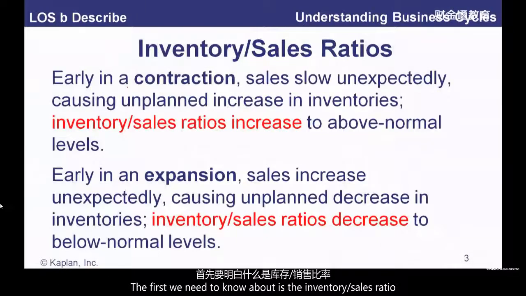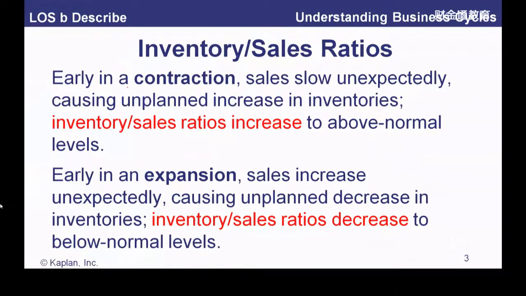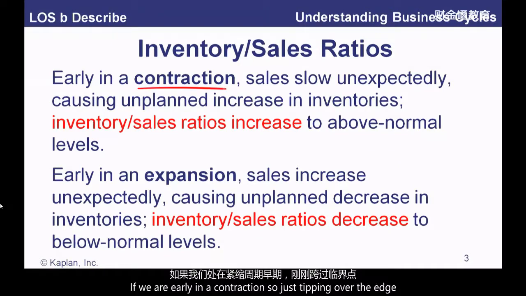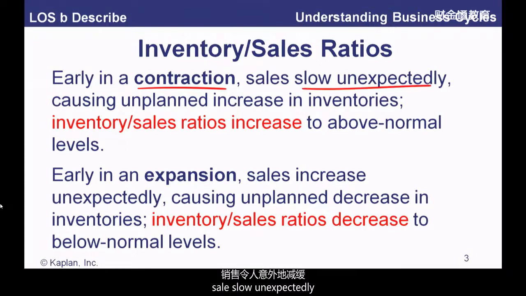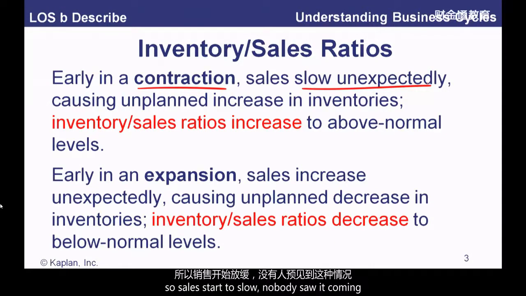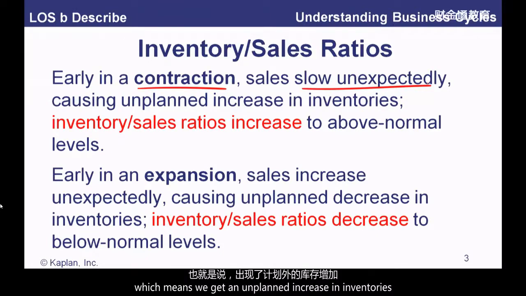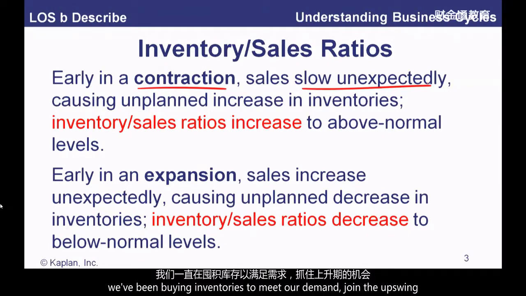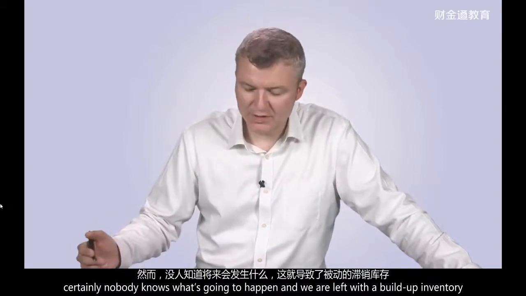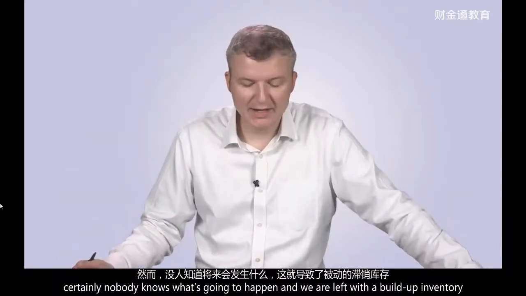And the first one we need to know about is the inventory to sales ratio. Kind of makes sense this. If you look at it step by step, it's fairly intuitive. So if we're early in a contraction, so we're just tipping over the edge, sales slow unexpectedly. The whole point of this inventory to sales ratio is that we don't react quick enough. So sales start to slow, nobody saw it coming, which means we get an unplanned increase in inventories. We've been buying inventories to try and meet our demand during the upswing. Suddenly we contract, nobody knew that was going to happen, and we're left with a build-up in inventory.